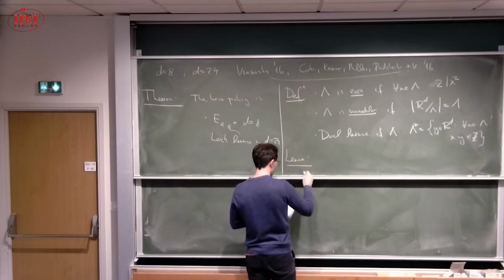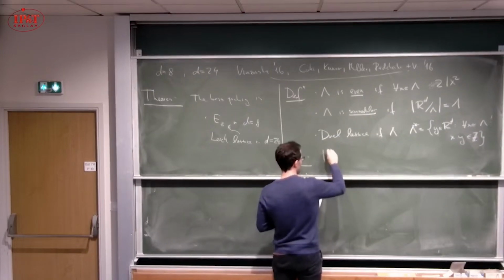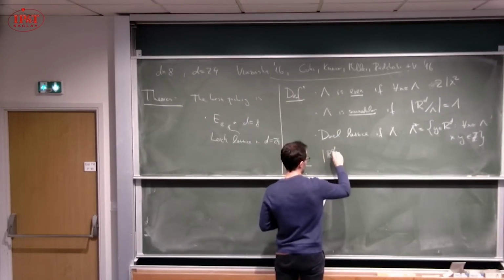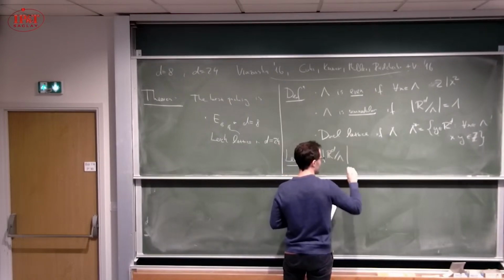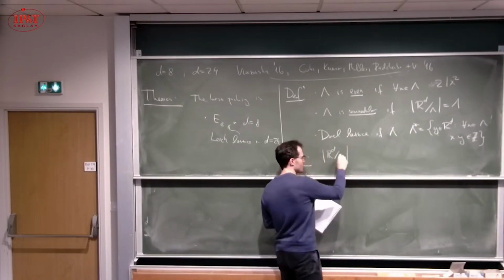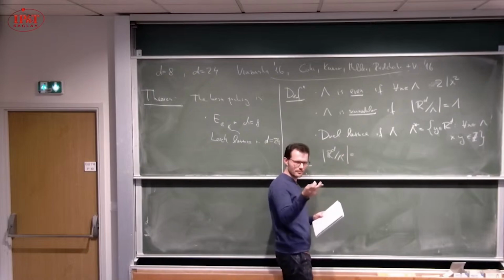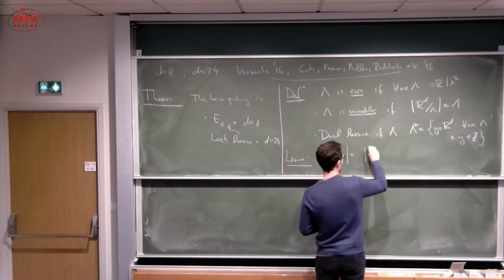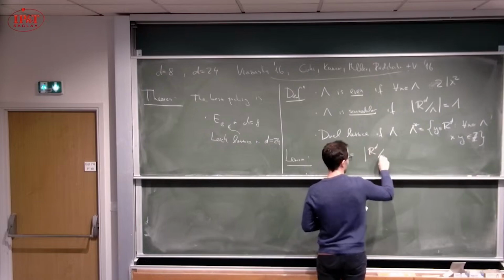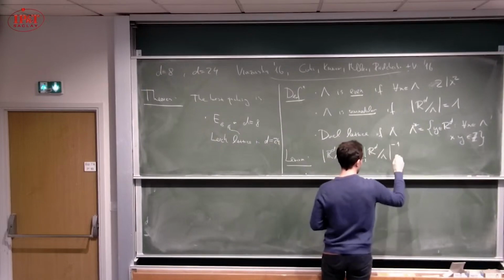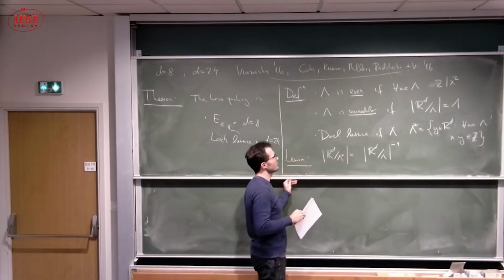Okay, then there is a small lemma, which is about the volume of the unit cell of the dual lattice. Does anybody know what it is in terms of the volume of the unit cell of the original lattice? You're paying attention. Inverse, yes. And we're not going to prove it.